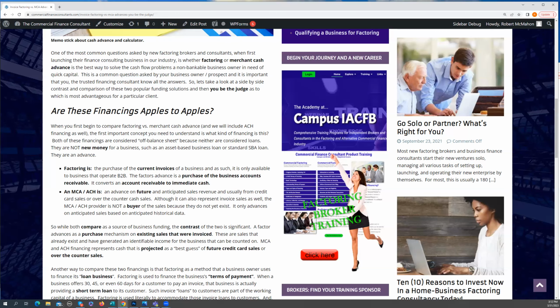An MCA and ACH is an advance on future and anticipated sales revenue, usually from credit cards or over-the-counter cash sales. Although it can also represent invoice sales as well, MCAs and ACH providers are not a buyer of the sales because they do not actually exist yet. It only advances on anticipated sales based on anticipated historical data. So while both compare as a source of business financing and funding, the contrast of the two is significant.